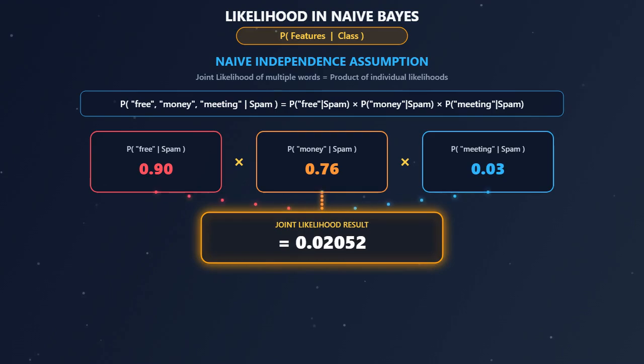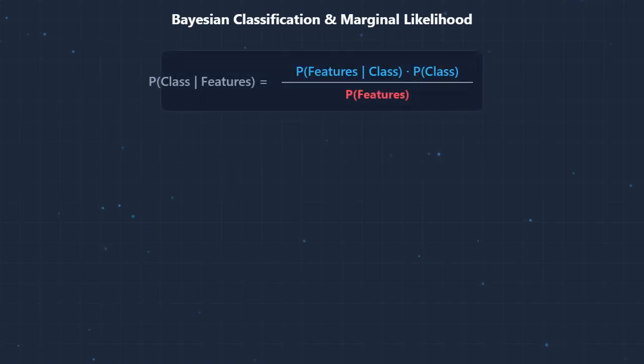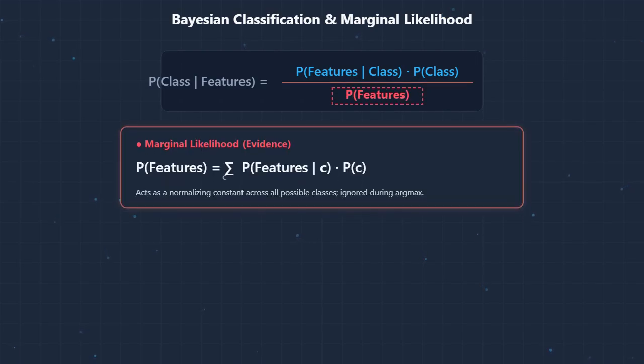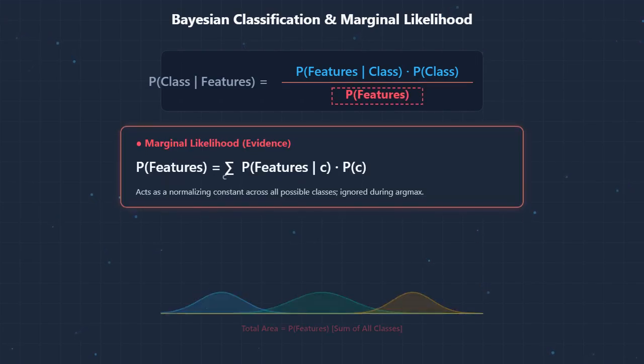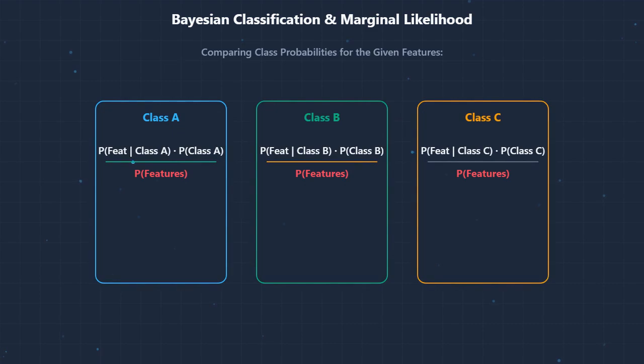Because of our naive independence assumption, the joint likelihood of multiple words is simply the product of their individual likelihoods, making the calculation incredibly fast. The denominator of Bayes' theorem is the marginal likelihood, or the evidence, written as P of features. This represents the total probability of observing these features across all possible classes.